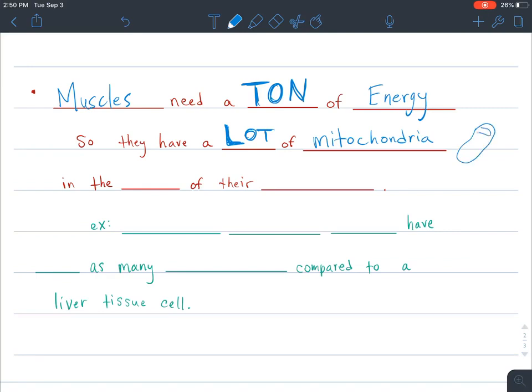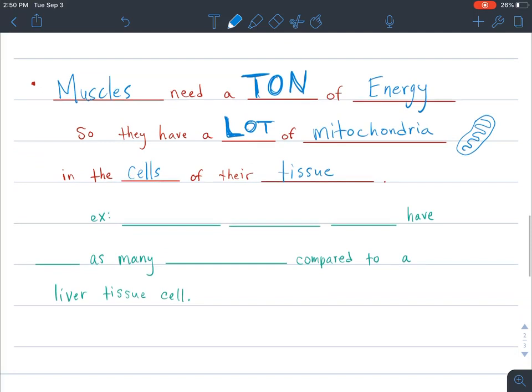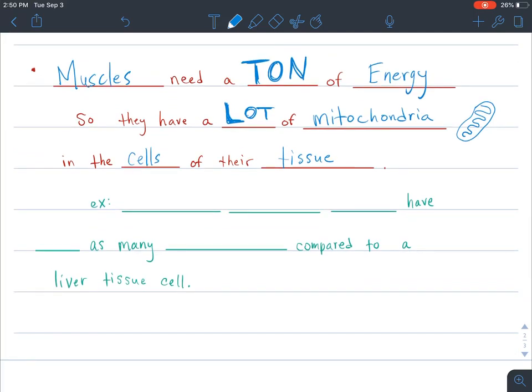Remember, the mitochondria are these little bean-looking things that kind of look like that, and they are what are creating the energy inside of all the cells in our body. So we would say that muscles need a ton of energy, so they have a lot of mitochondria in the cells of their tissue. Remember, cells make tissue, tissue makes organs, and the group of tissue that we're looking at now is the muscles. So muscles are made out of tissue, which are made out of cells. Those cells that make up our muscles have a ton of mitochondria so that they can create the energy that we need in order to do work like picking up things or pushing or pulling things.